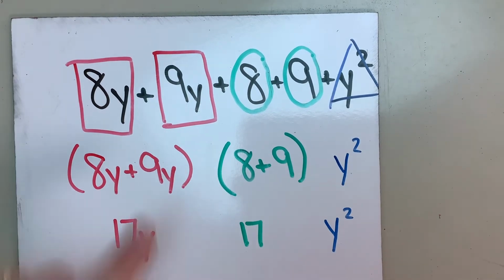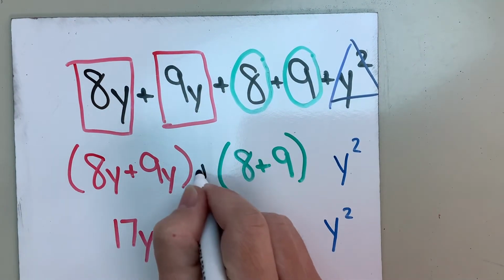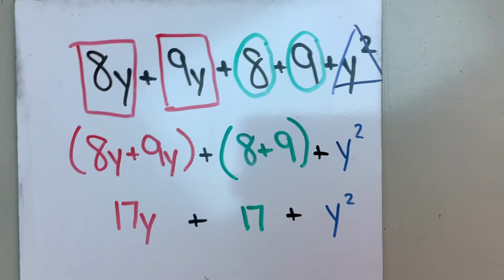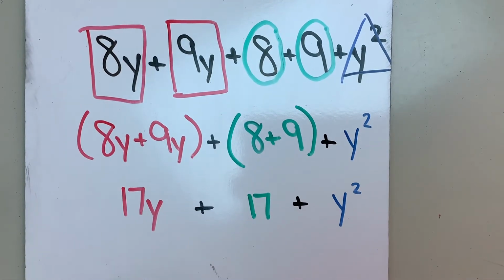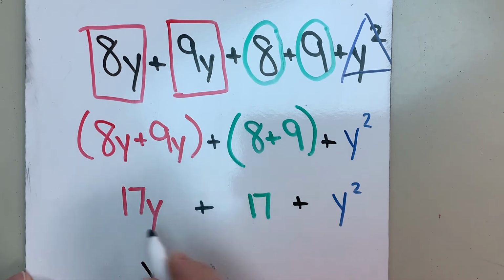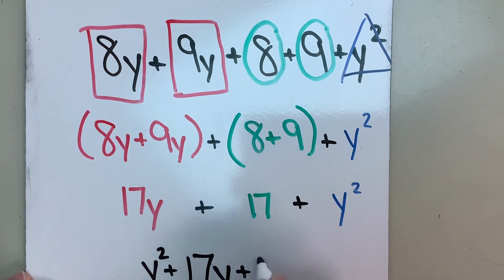Now, there are plus signs in between each of these, so I'm going to fill that in. And another part that I'm not stressing yet, we'll get there eventually, but you always write it from the variable with the biggest exponent first, and then you work your way down. So really this would be y squared plus 17y plus 17. But I'm not worried about that at this moment.